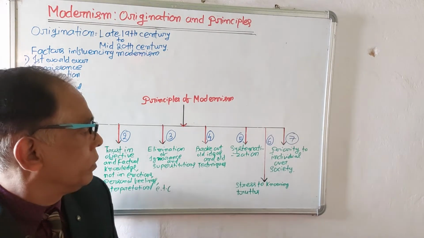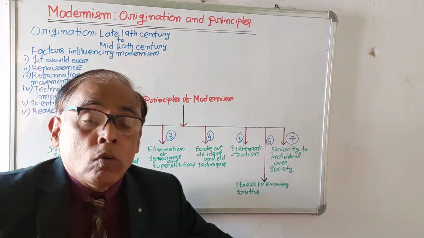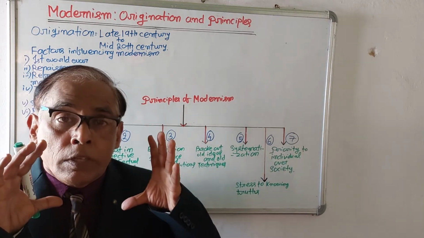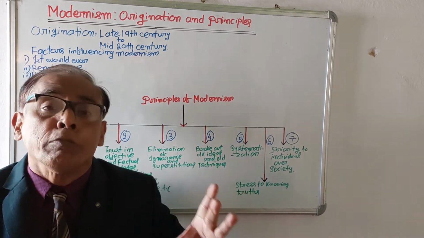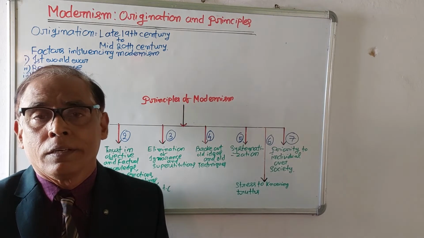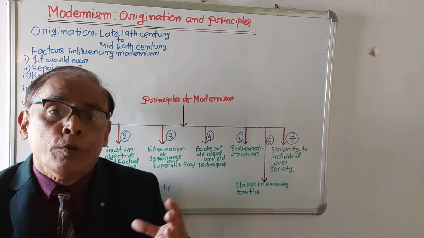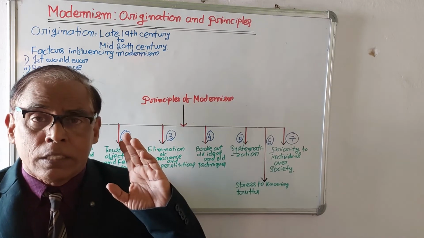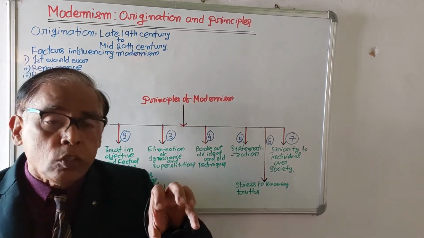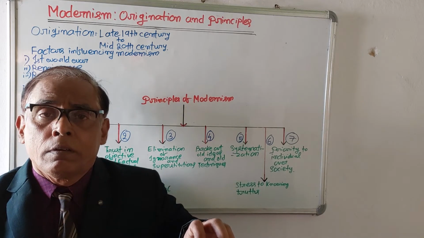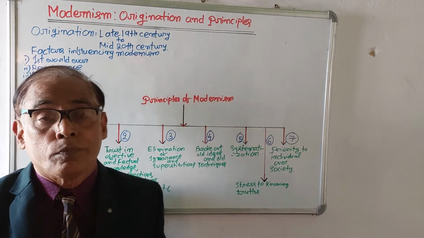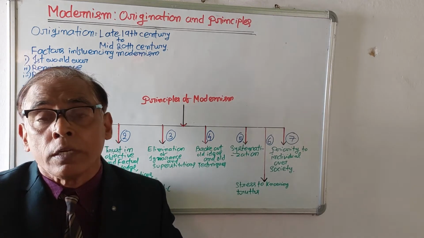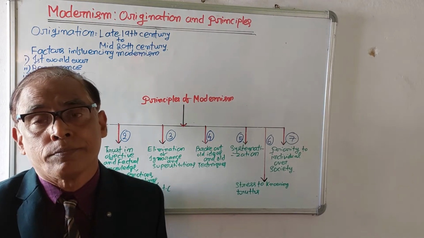And finally, priority to the individual over society. Modernism gives priority to the individual over society. It believes that if there is no individual, there will be no society. So it gives priority to the individual. The individual is everything. So it centers its focus on the individual in place of society.